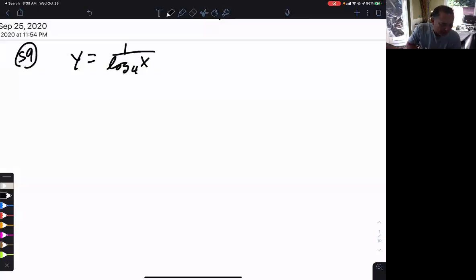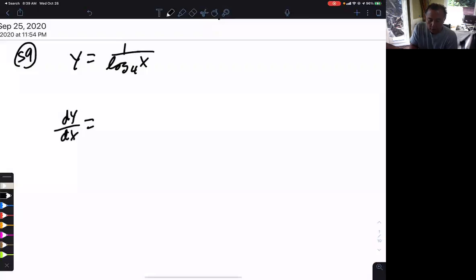So this is number 59 from 3.9. So let's do quotient rule first. Here's quotient rule. Low, d high, the derivative of the constant is 0, minus high, d low.